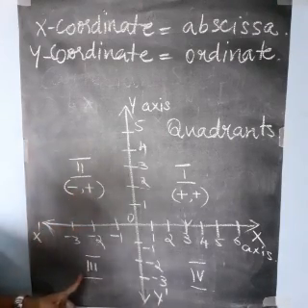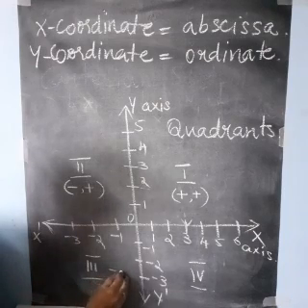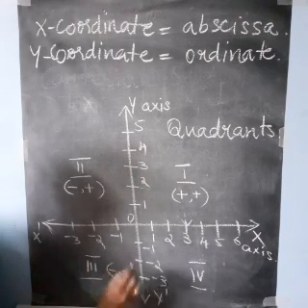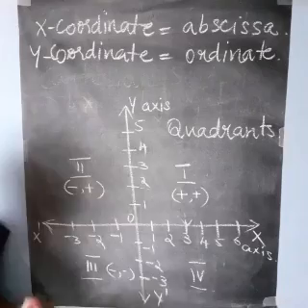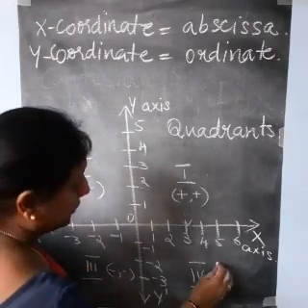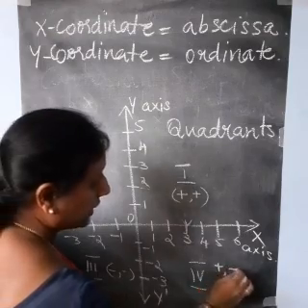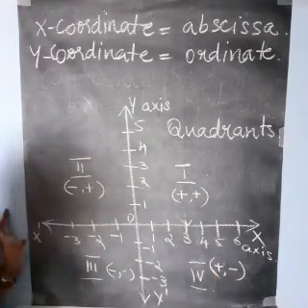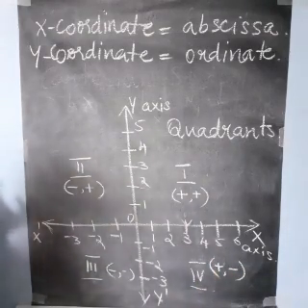In this third quadrant, both the values of x and y will be minus. In the fourth quadrant, we will find the x coordinate as positive and the y coordinate as negative. Understand? So this is something you should know.